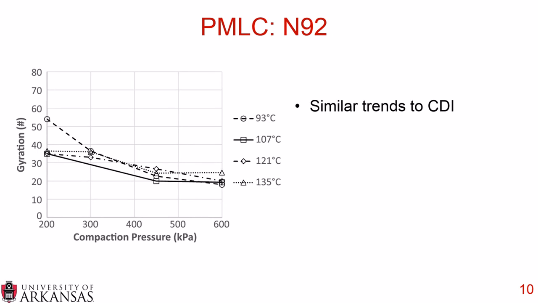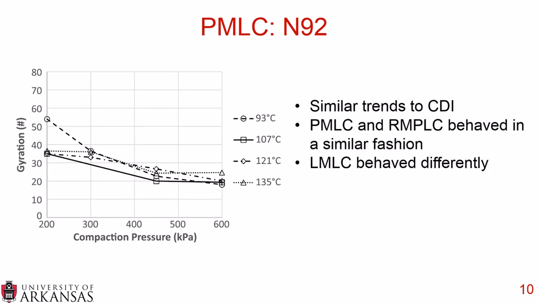Now looking at the plant mix laboratory compacted N92, this is how many gyrations it takes to get to 92% density, and you can see the trends are relatively similar to CDI. So as you increase the pressure, you expected a decrease in N92, and as you increase the temperature, you also expected a decrease in N92. But again, you really didn't see those effects, especially at 600 kilopascals compaction pressure. Now, another interesting thing is what we're looking at here is just the PMLC, but the RPMLC and the PMLC did behave in a similar fashion, where the lab mix lab compacted we felt behaved differently.